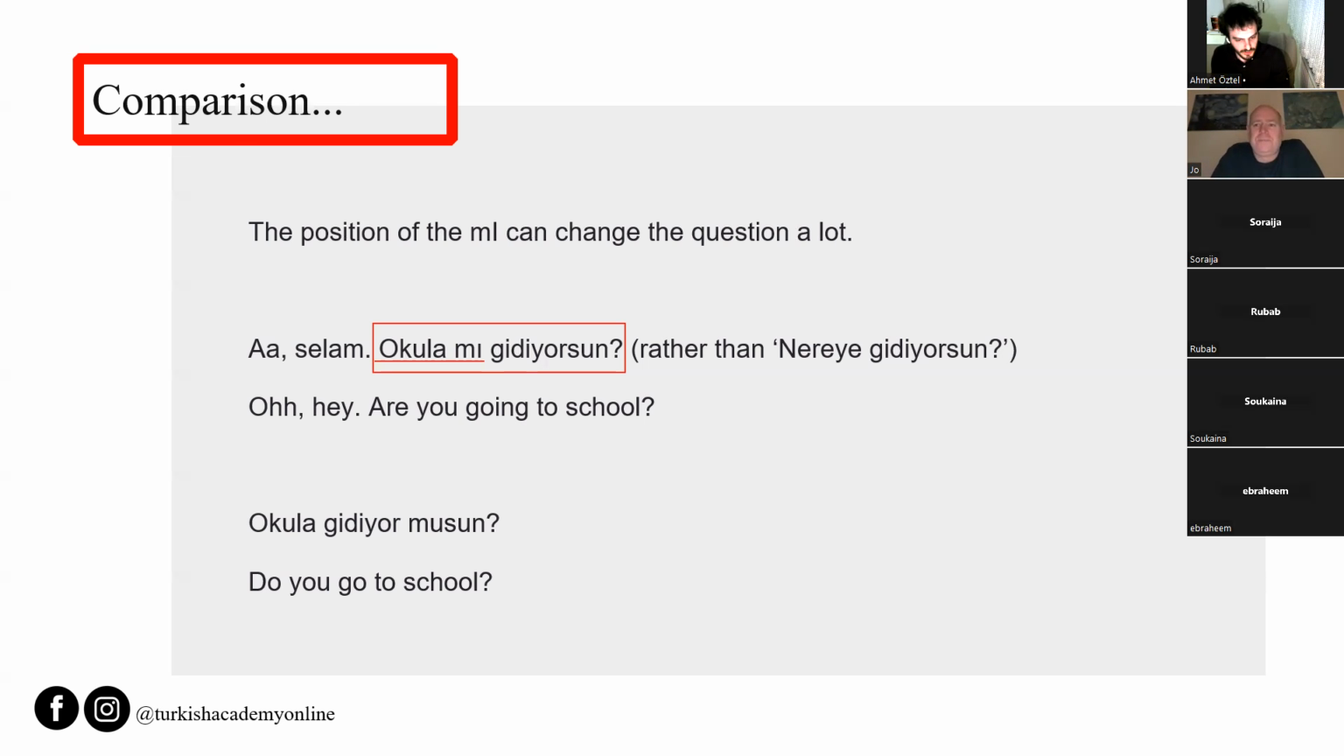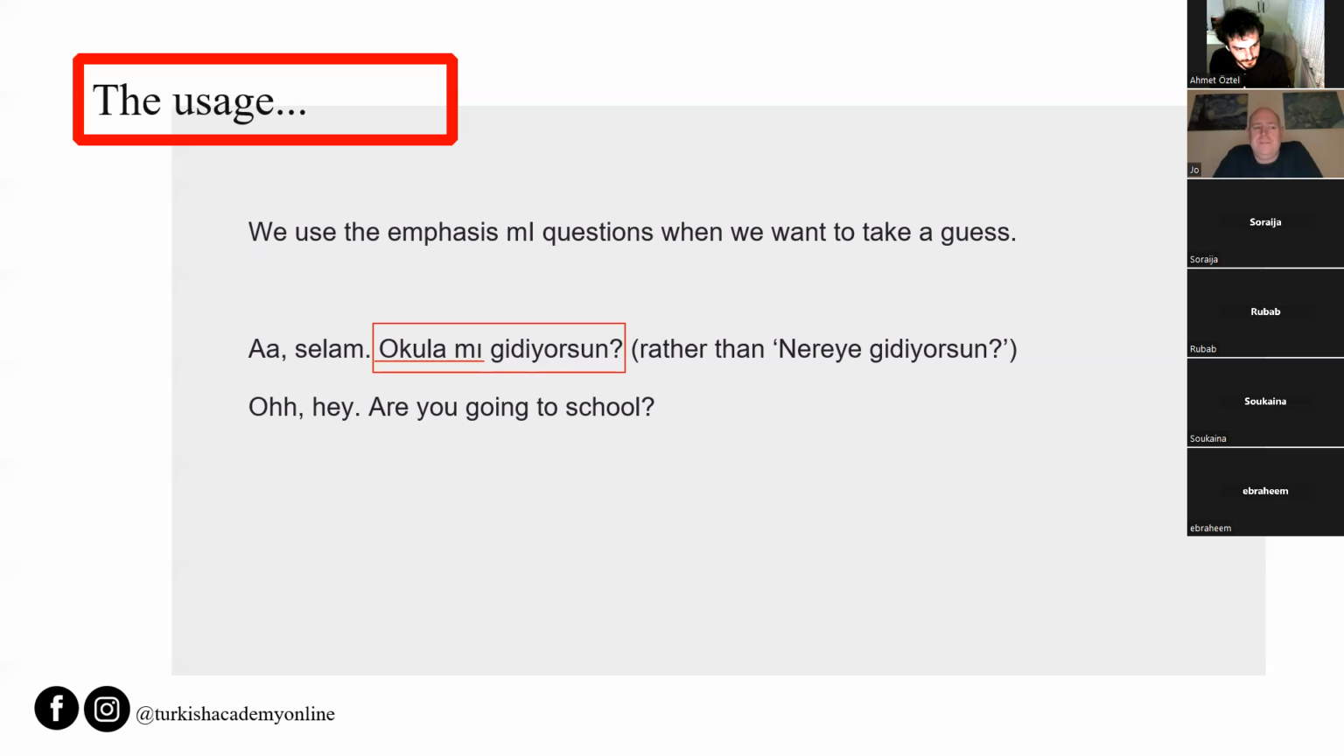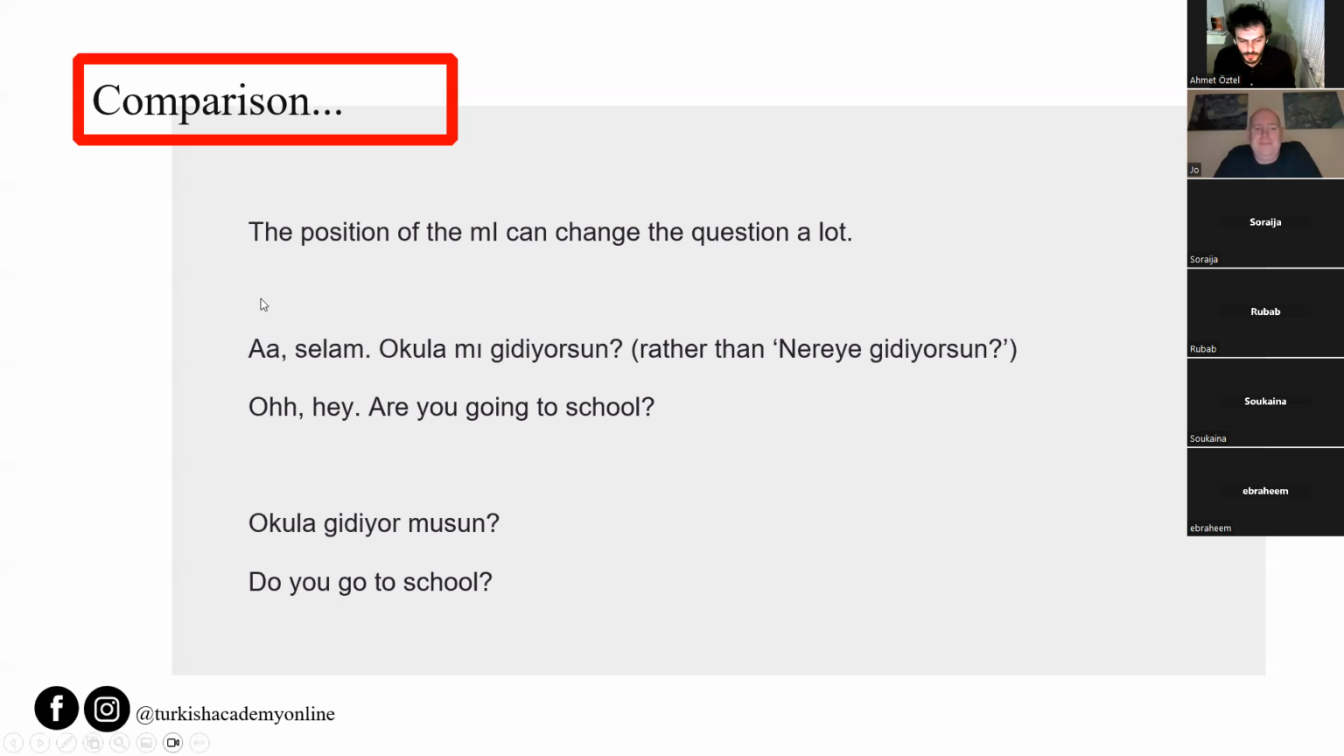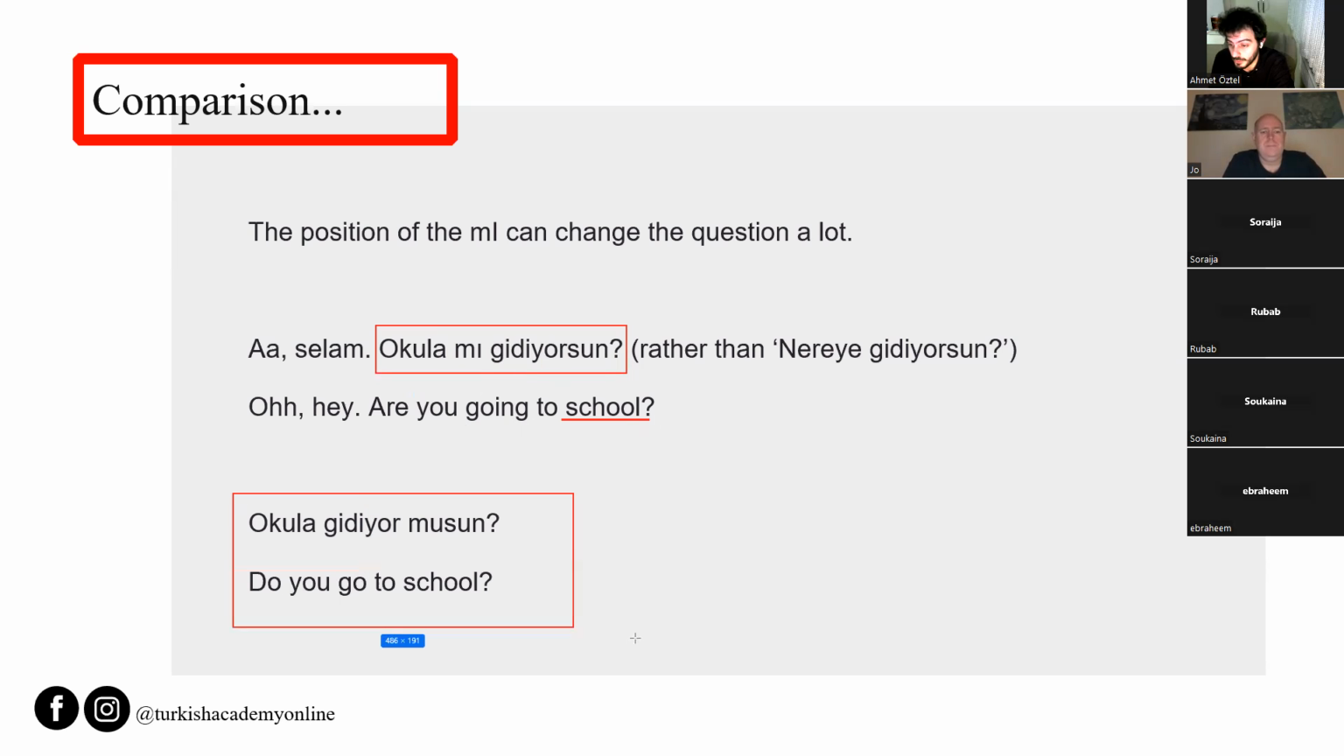And yeah, after I actually come up with this example, okula mı gidiyorsun? I also wanted to compare it with the normal version, like, mı/mu at the end. So if I see someone in the street and if I ask this, okula mı gidiyorsun? That's basically I'm taking a guess. Oh, are you going to school? This is what I'm asking. Is this the place that you are going? But if I put the mı/mu at the end, then it becomes a regular question.